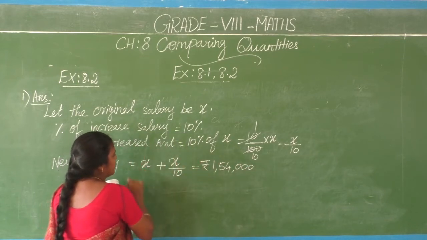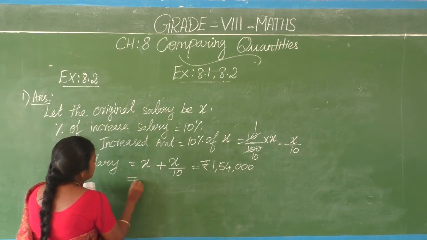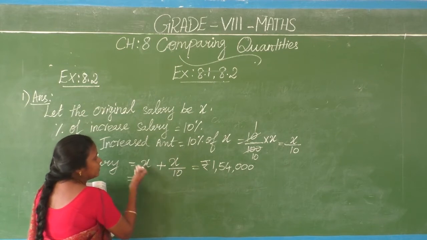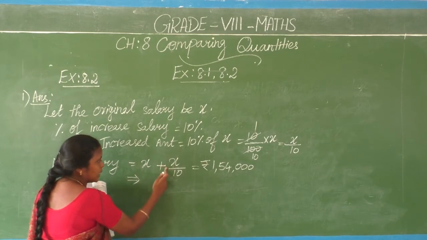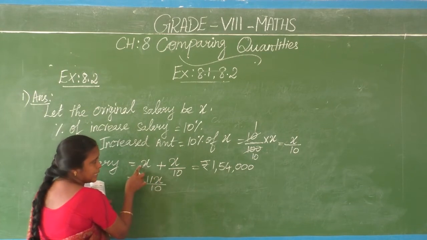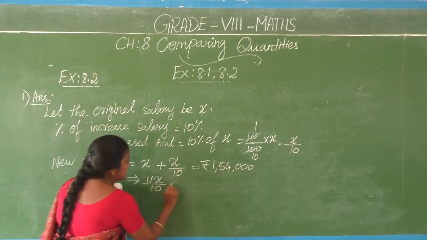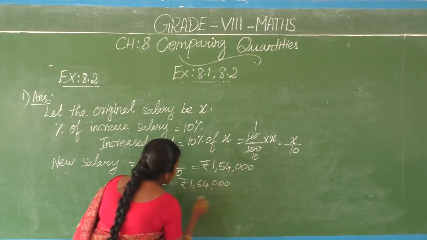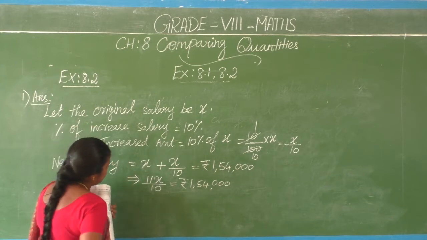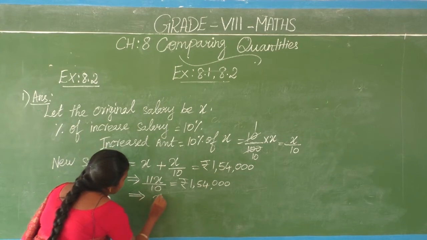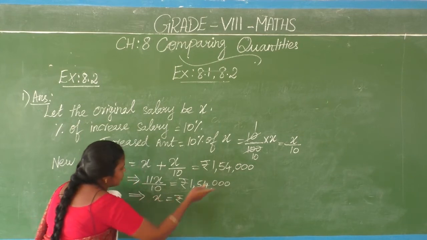In this we have to find the original salary. So how do we write it? Simplify: X plus X by 10. It is a mixed fraction, so if you simplify to an improper fraction, 10 into X is 10x, 10x plus 1x is 11x. So 11x by 10 is equal to rupees 1,54,000. Clear? Then, if we want X, the 11 by 10 has to go to the other side as its reciprocal.